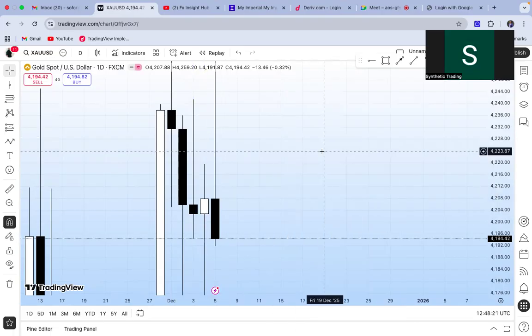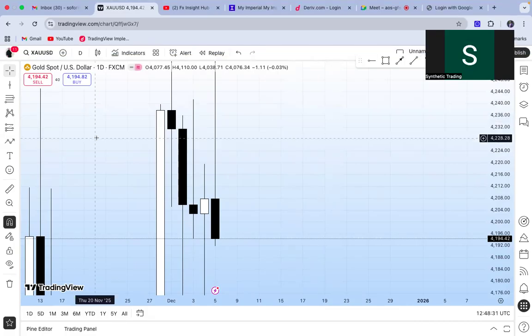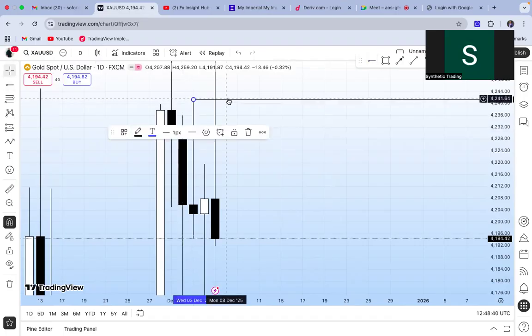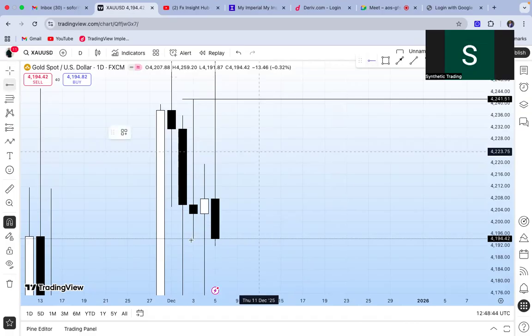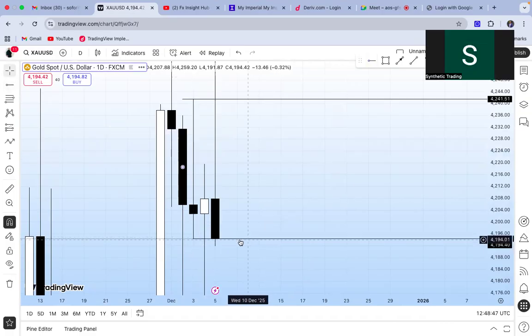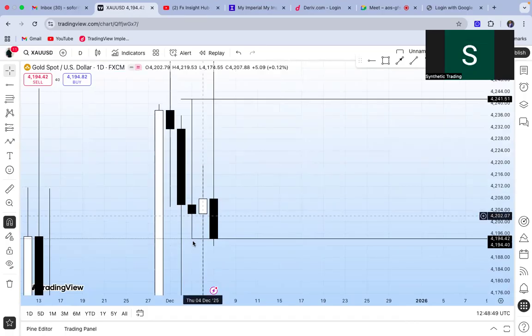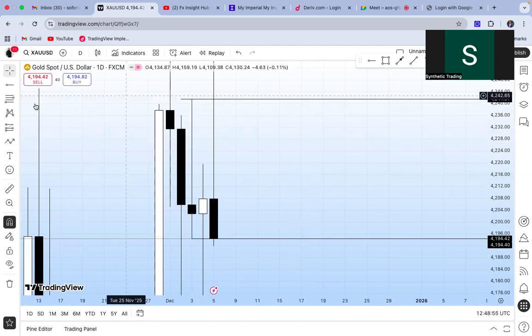Okay. So I want to show the move that happened yesterday, how it started. So when I opened my chart yesterday, I saw that there was a range. Okay, this is the range. The candle from Wednesday was my range. This one. Okay, this candle. This is the low of the candle, and then this is the high of the candle.